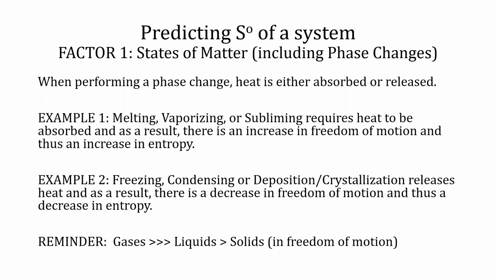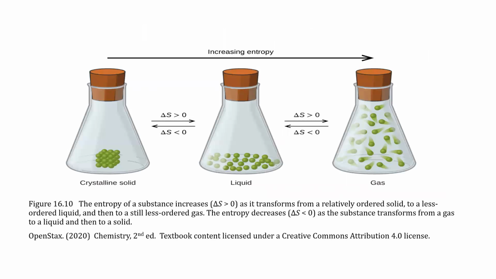Reminder, as a result, gases are far greater than liquids, which are greater than solids in freedom of motion. Here is a figure showing the 3 states of matter: solid, liquid, and gas. When a substance goes from solid to liquid or liquid to gas, entropy increases because the particles have more freedom of motion, and as a result, the amount of disorder also increases, resulting in delta S greater than 0.